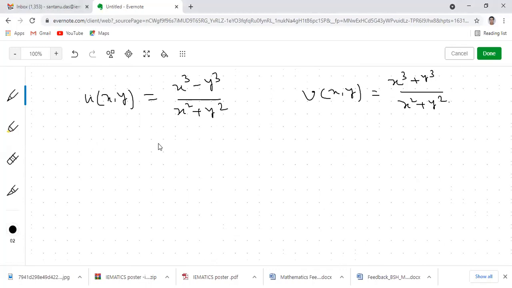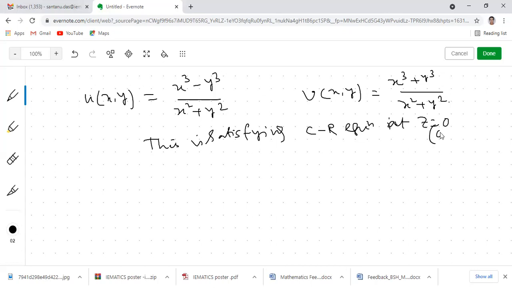So here we need to show that this is satisfying the CR equation at origin, at z equals 0. That means the point (0, 0). But how do I solve this problem? If you want to show that this satisfies the Cauchy-Riemann equation at the origin, you need to show that del u del x at (x, y) equals (0, 0) equals del v del y at (0, 0).